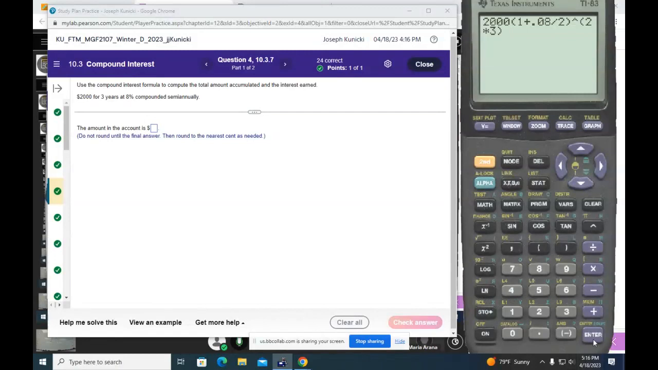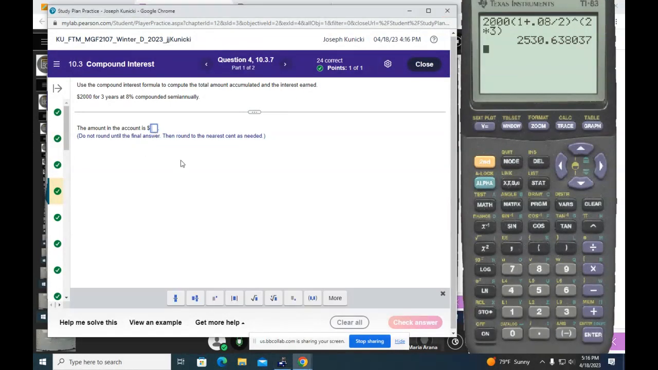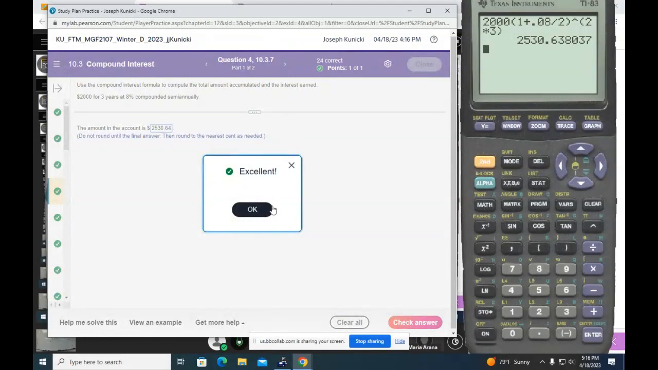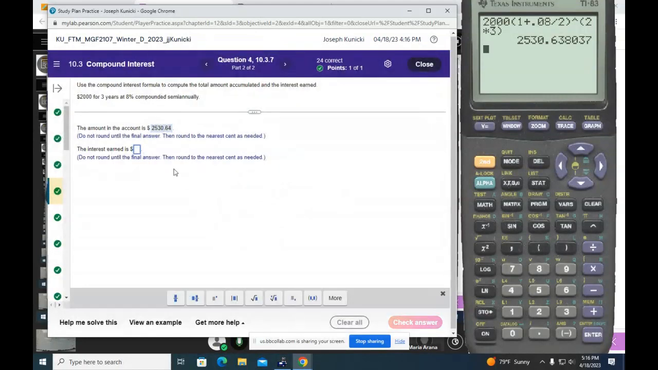So when I'm done, I have $530.64 interest. So the total amount in the account, that's the future value, would be $2,530.64. And then they're going to ask how much of that is interest. So just subtract the 2,000, so it's $530.64.